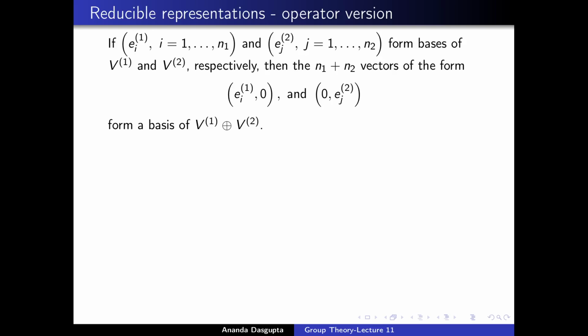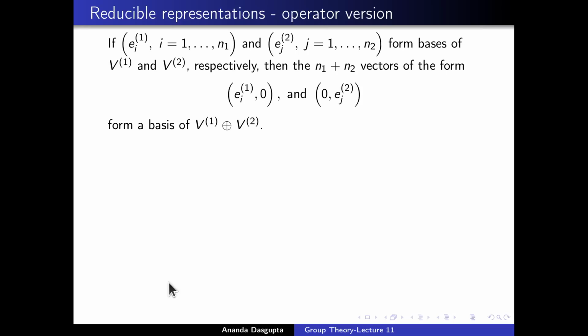We choose vectors which have the basis vectors of the first vector space V1, ei1, as a first element, and the null vector of V2 as a second element. That's one set of n1 vectors. Another set of n2 vectors come in when we put the zero vector from V1 as the first component of a pair and the basis vectors of V2 as a second component. This gives us n1 plus n2 vectors in total, and these obviously form a basis of the vector space V1 direct sum with V2.